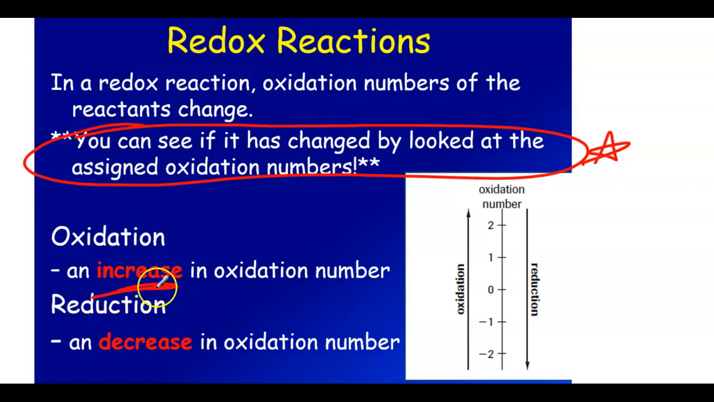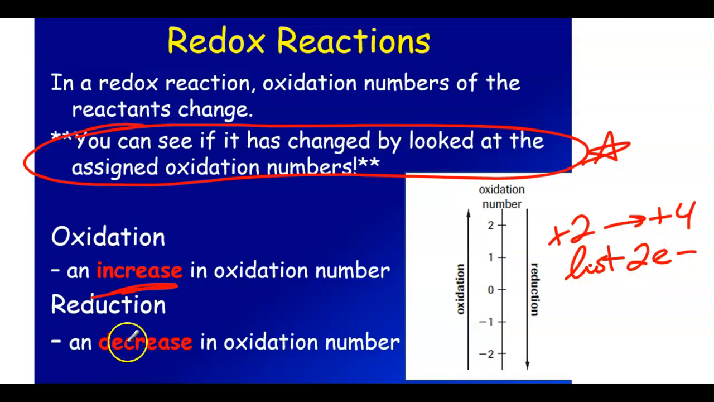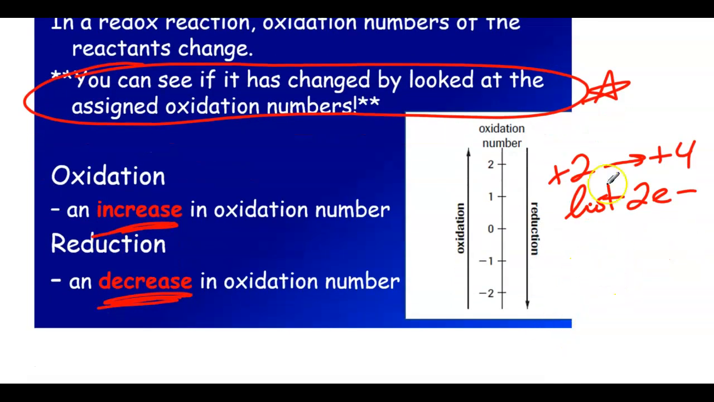If there is an increase in oxidation number, so let's say we went from +2 to +4, that means this has lost 2 electrons, so it's becoming more positively charged. If you have a reduction, you should see a decrease, meaning it's gaining electrons. So if we have something going from +2 to 0, it would have gained 2 electrons. So by seeing the change in the oxidation numbers, that allows us to predict what's happening.